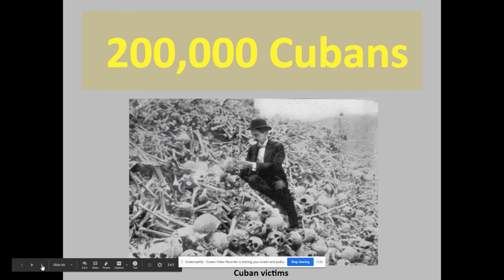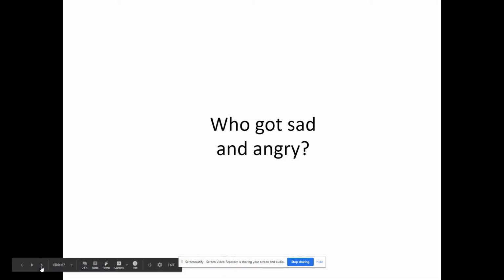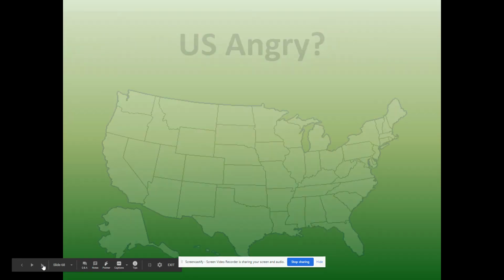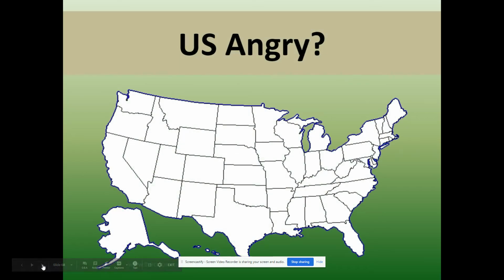So 200,000 Cubans died ultimately from malnutrition, exposure to disease. So 200,000 people is a lot. Now, this is a real picture of the leader of the Cuban Revolution, looking at all of his dead people, people that ultimately died during this time. So who got sad and angry? The United States. It's very relative.